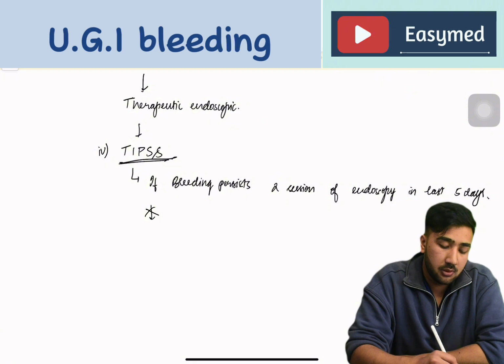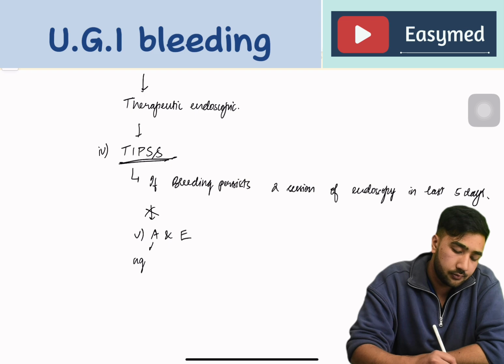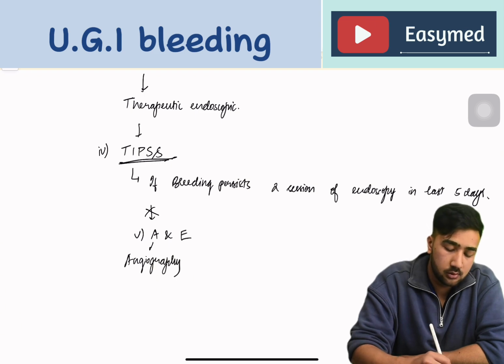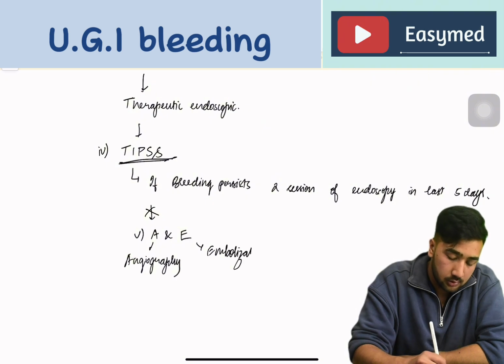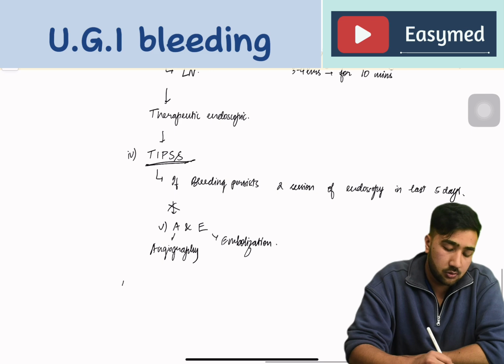Finally, if this also fails, then we have to find out which vessel is bleeding by angiography, and we have to embolize that vessel, which is a very complicated procedure. And if nothing works, then our last option would be surgery.